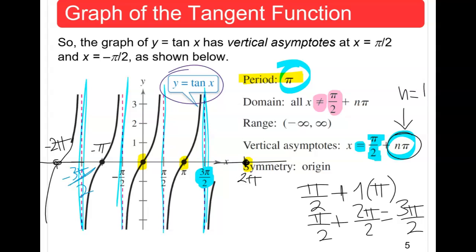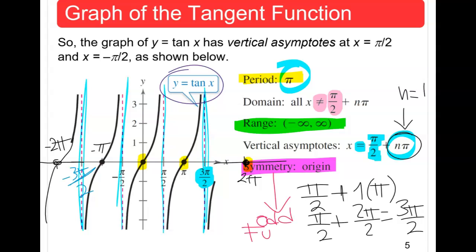Okay, and the range in this case, with sine and cosine, the range was very limited, from negative 1 to 1. But for tangent, the range is actually all real numbers, all of them. And symmetry, again, is going to come from the origin. And let's just remember that tangent is an odd function.